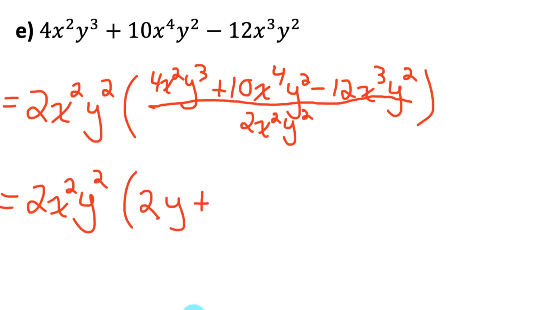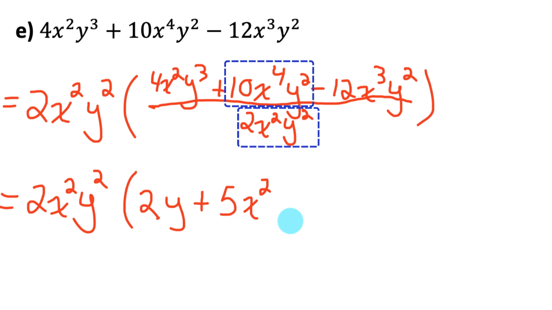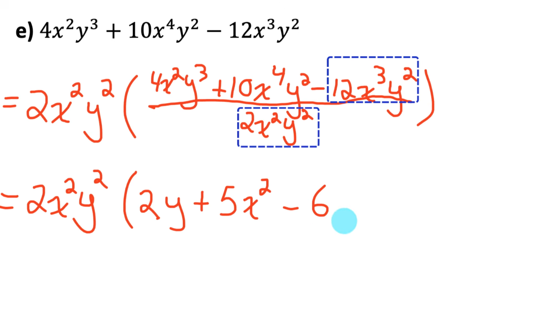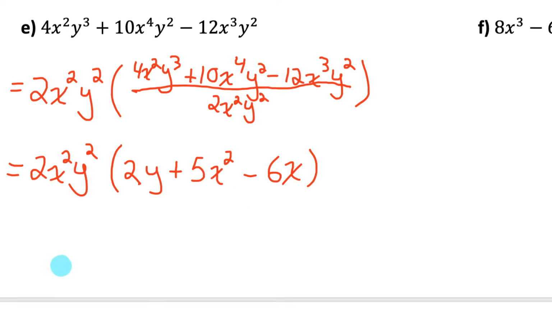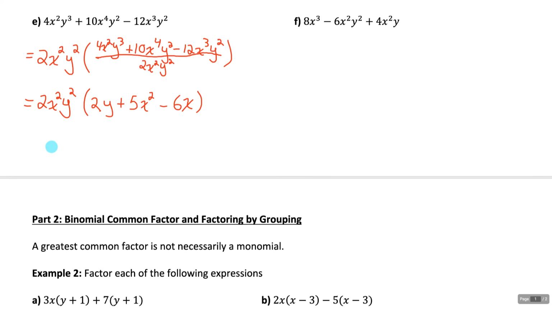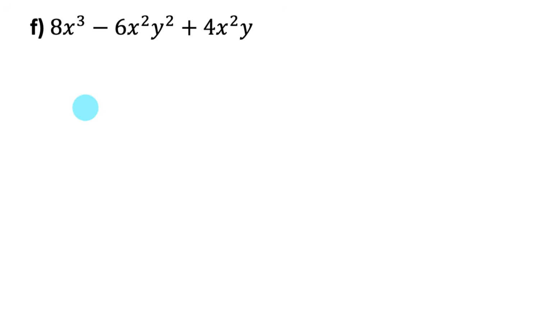Plus, my second term, 10 over 2 is 5. X to the 4 over x squared is x squared. And y squared over y squared is y to the 0. The y's are gone. Minus 12 over 2 is 6. X cubed over x squared is x to the 1. And y squared over y squared is y to the 0. So the y's are gone. There's part E done. And let's move on to the last one for part 1 of this lesson.